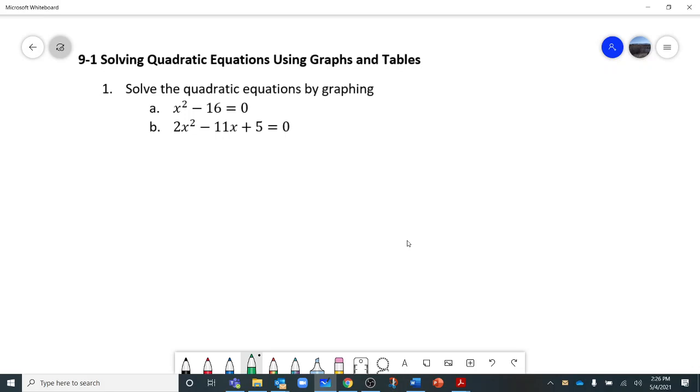All right, so we're in 9.1 now, solving quadratic equations using graphs and tables.